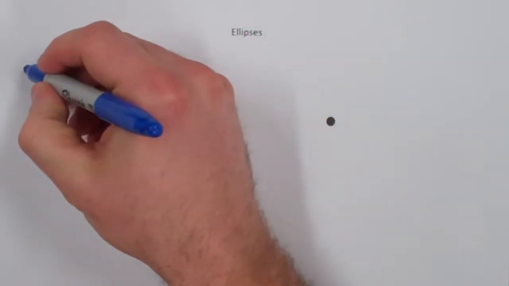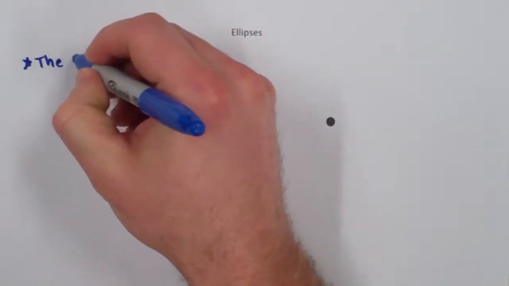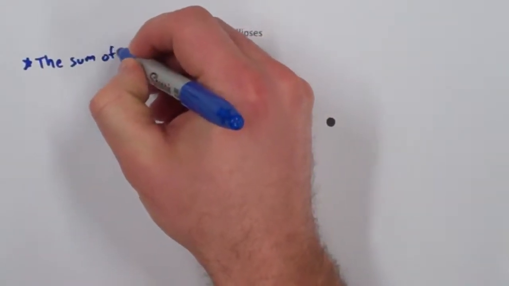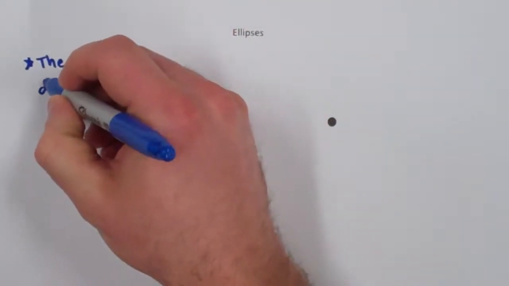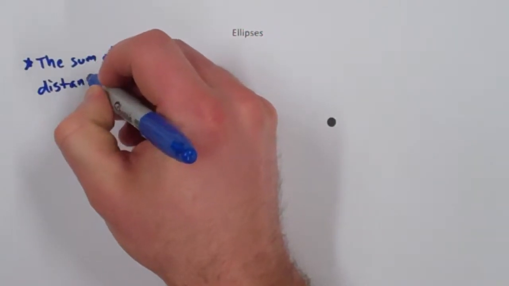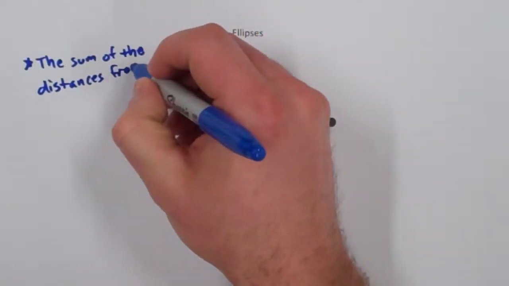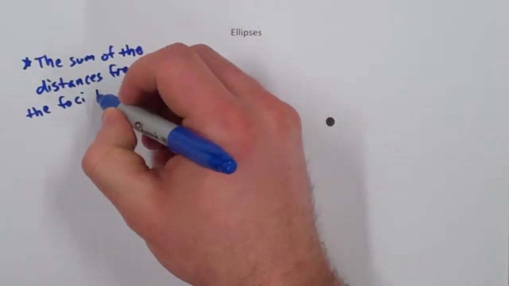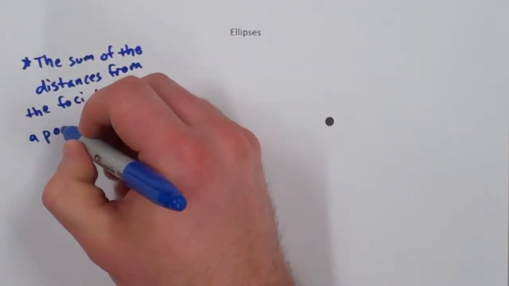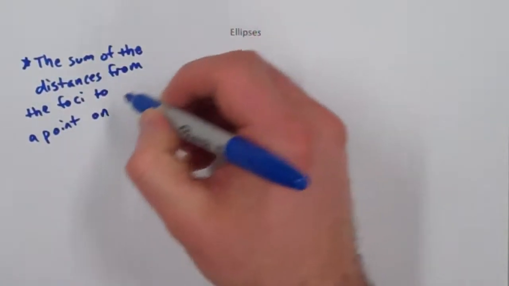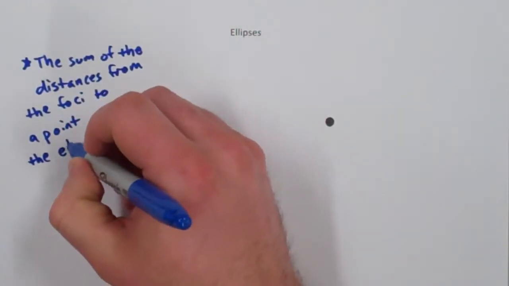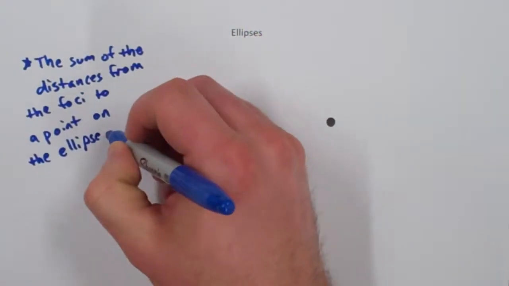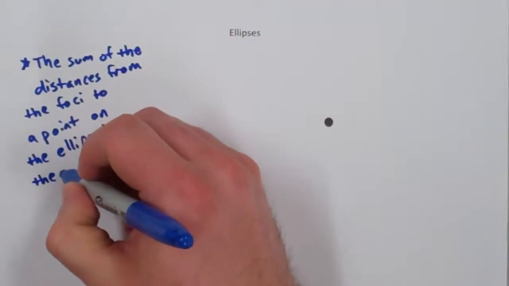In this video we're going to be discussing the concept of an ellipse. With an ellipse, the sum of the distances from the foci to a point on the ellipse is the same.